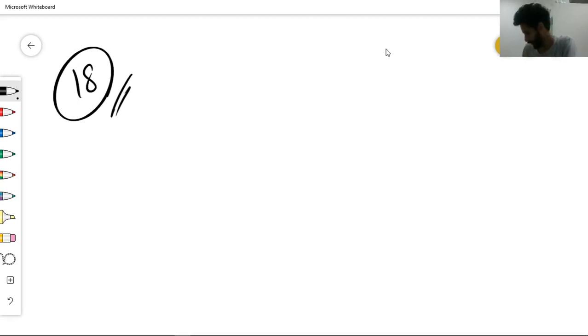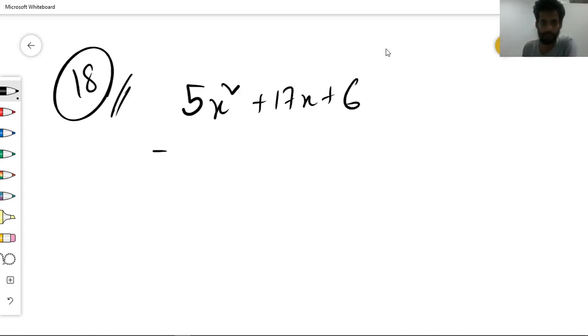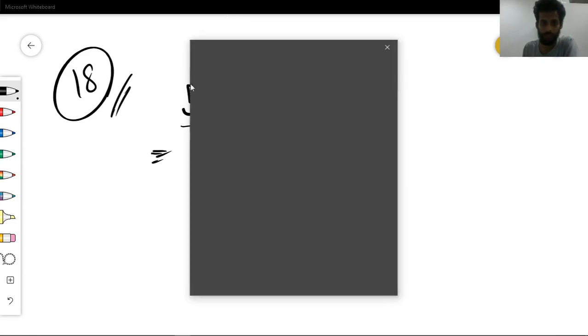Here it is given the area of the rectangular parking lot. The area of the parking lot is 5x square plus 17x plus 6. So we have to make two factors out of this. The method is the same, we have to do the middle term break. This is in the first format.